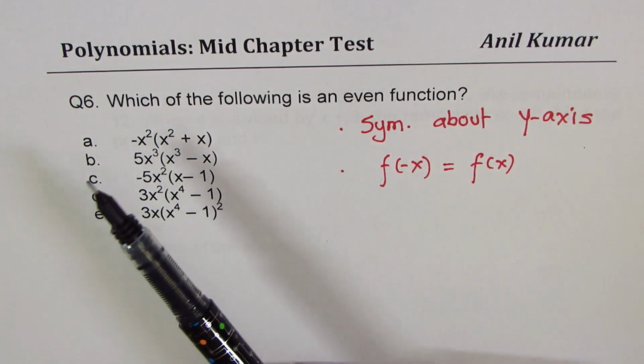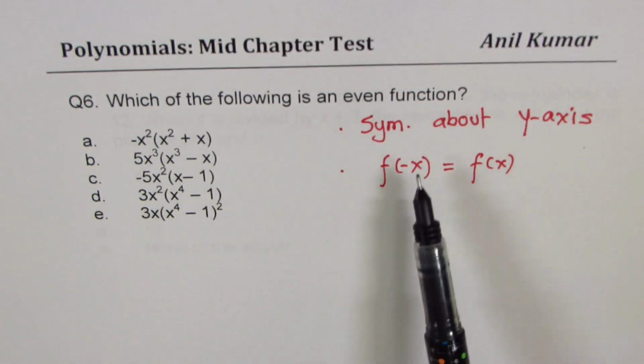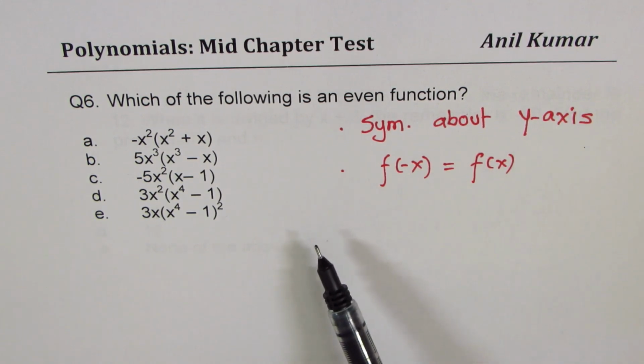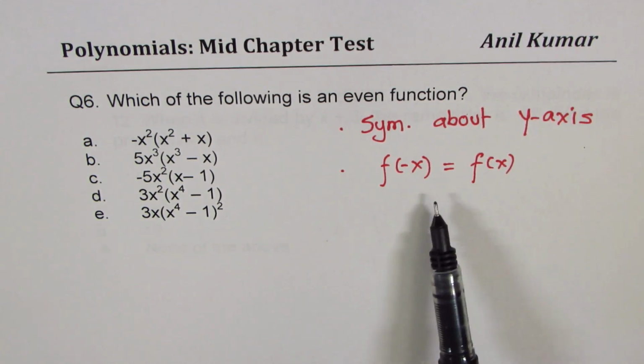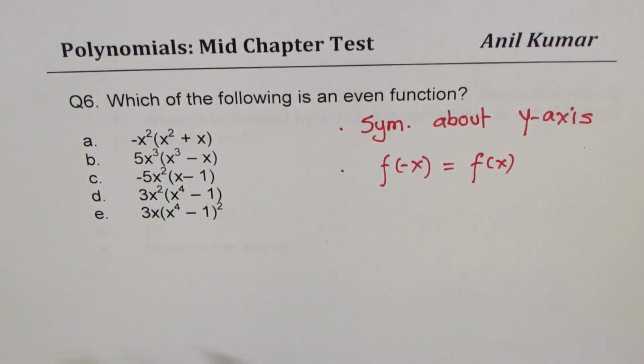Now we have question number 6. Which of the following is an even function? As I said, an even function is symmetric about the y-axis, or f of minus x should be equal to f of x. So you have to figure out which one is even. Let's look into this.